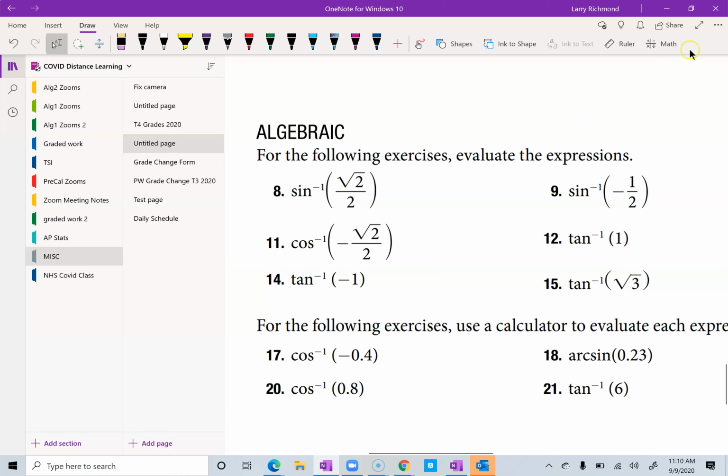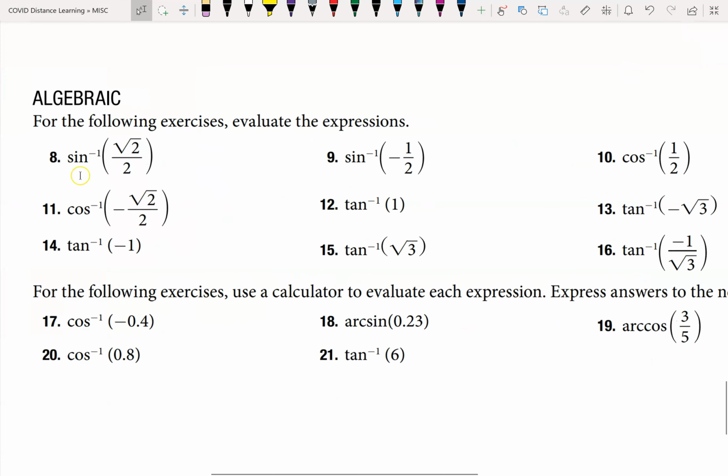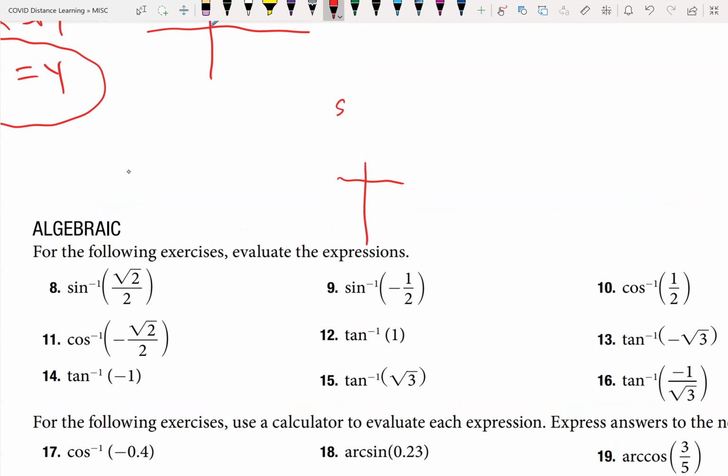So for the following exercises, evaluate the expressions, and we could use the unit circle as an aid here. So Nathan, number 8 says inverse sine of square root of 2 over 2. What will be the output here? So again, for our standard sine, cosine, and tangent, the input is an angle. The output is a ratio, a fraction, a raw number. Okay. That's for the regular.